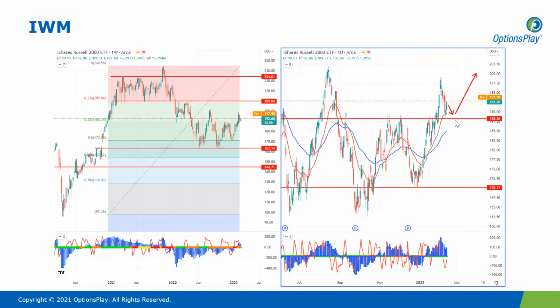But the key thesis here is the fact that price is above 188. It's above the 38.2 fib level. And IWM has traditionally respected its fib levels over the last 2 years.